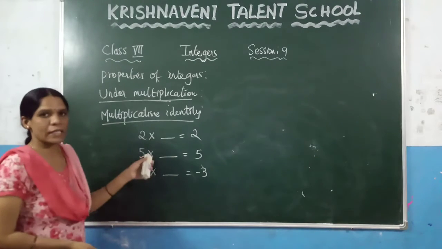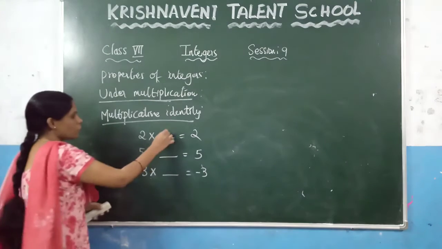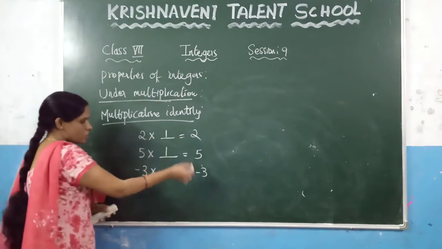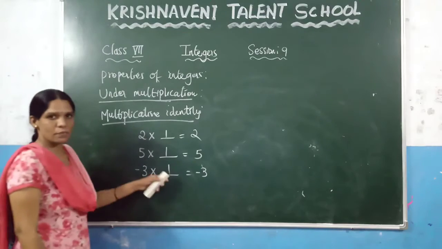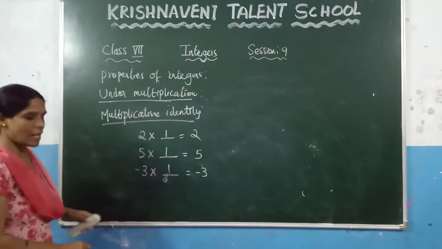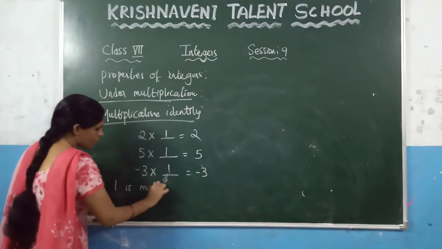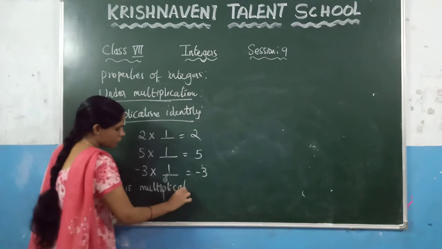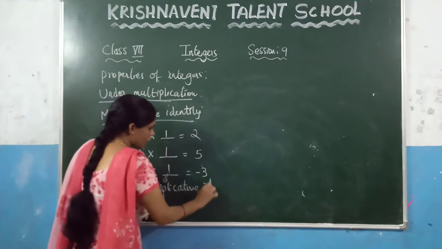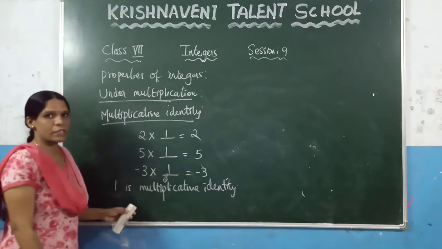You know that any number multiplied by 1 gives the same answer. 2 into 1 is 2, 5 into 1 is 5, minus 3 into 1 is minus 3. This one we call the multiplicative identity. So write it here: 1 is the multiplicative identity.